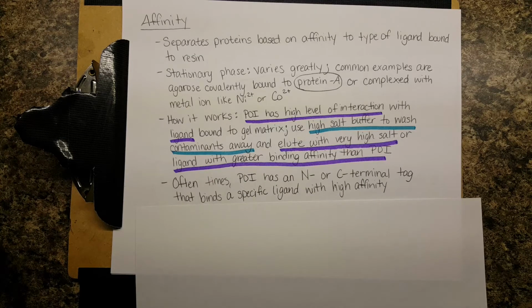Oftentimes, with the affinity method, your protein of interest has some kind of N or C terminal tag that binds specifically with high affinity to a certain ligand. So that's something that we're not really going to talk about in detail here, but practically speaking, using tags on either end of the protein is a very effective way of isolating a protein because you can manipulate it even more. So affinity chromatography is very powerful. There's lots of different ways that you can do it, and it's highly advisable that you use affinity chromatography as part of your purification protocol.